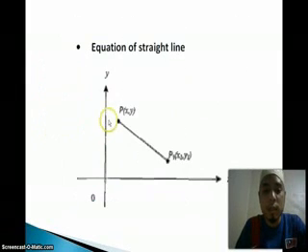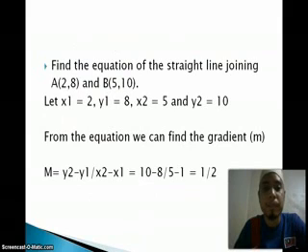Okay, this is an example for a straight line. Find the equation of a straight line joining A (2, 8) and B (5, 10). Let us assume x1 is 2, y1 is 8, x2 is 5, and y2 is 10. From the equation, we just substitute the numbers and we will get the gradient. So from here we can see that the gradient is 1 over 2.